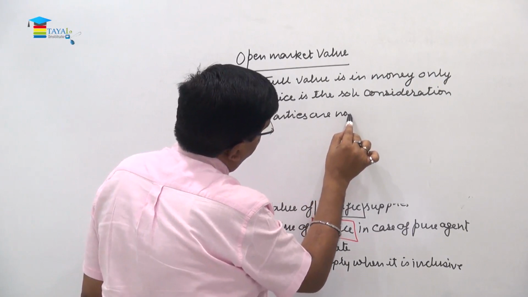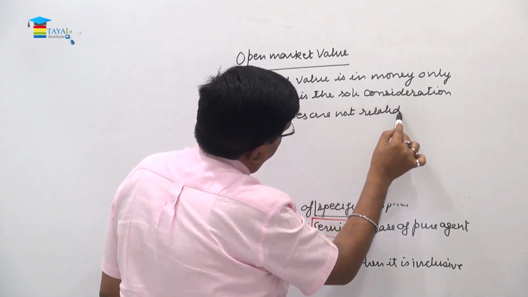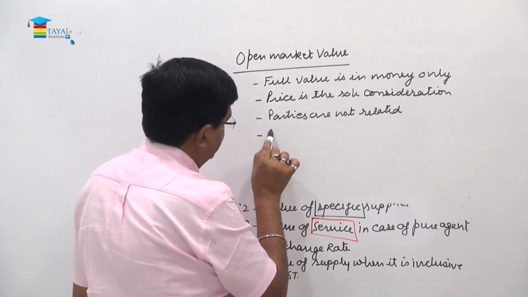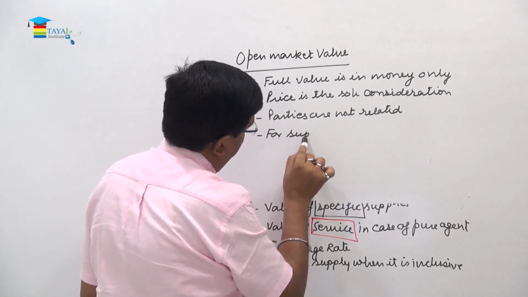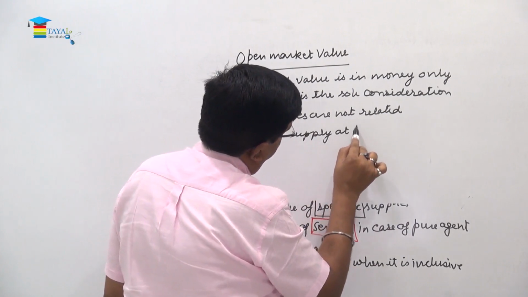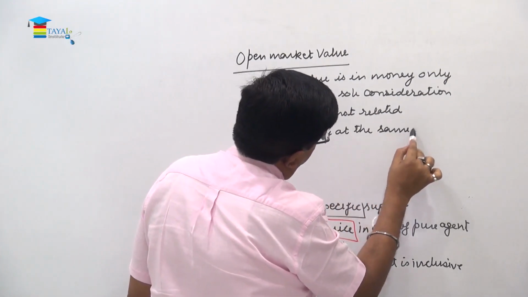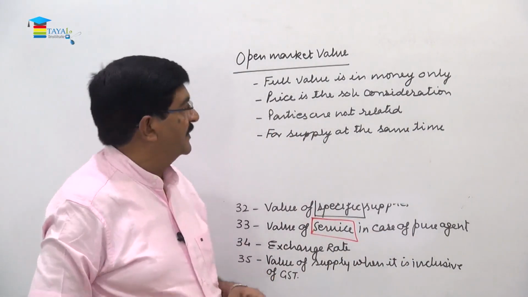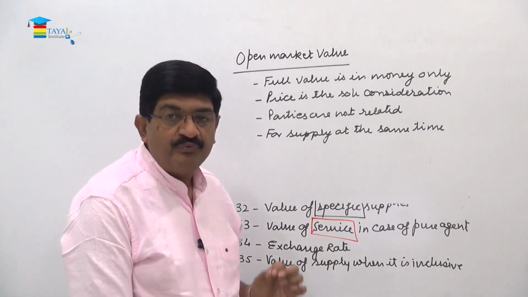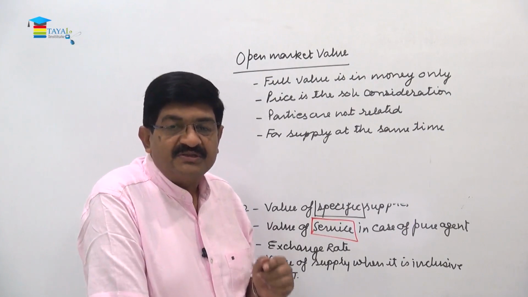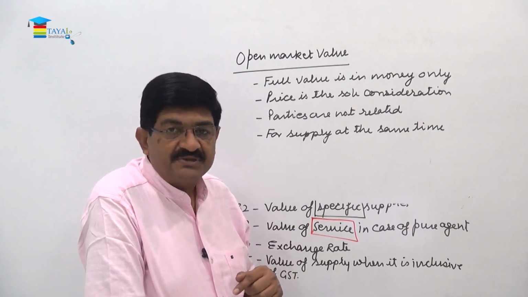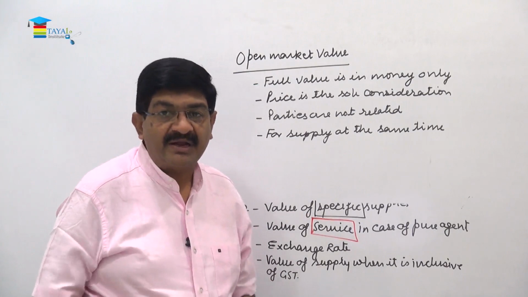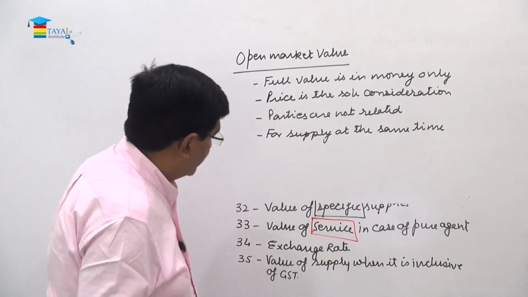parties are not related. And number 4, for supply at the same time. And this is for the supply of the goods or services of the same kind. So open market value means the value which a customer is willing to obtain the supply of same kind of goods or services, where price is the sole consideration and there is no consideration other than money. That is referred as open market value.